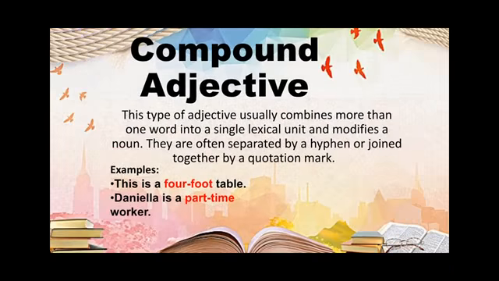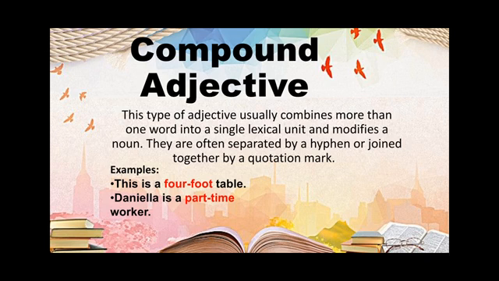Compound adjectives are a type of adjective which combines more than one word into a single lexical unit. Remember when we treated parts of speech, I taught you that lexical verbs are also main verbs. So here you have, this is a 4-foot table. The 4-foot is hyphenated. You have 2 words coming together to form one word. These are examples of compound adjectives.